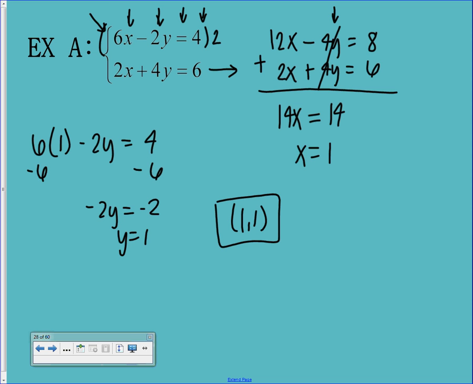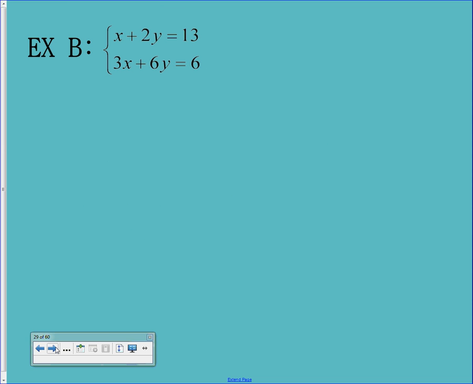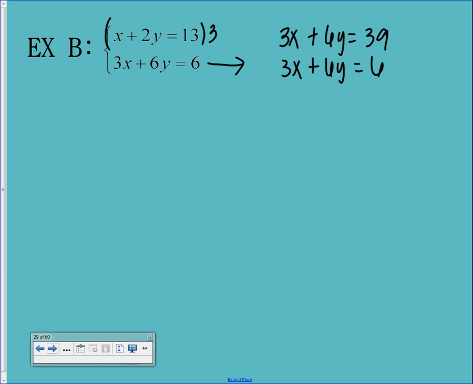Okay, so let's go ahead and try another one of these. Example B. So again, I have my x's in line, my y's in line, my equals, and then my values. So I can either cancel my x's or my y's. So I'm going to go ahead and say, let's multiply this top equation by 3. That means I would have a 3x and it would cancel with my other 3x. So that top equation is going to be 3x plus 6y equals 39. And my second equation, I'm just going to rewrite: 3x plus 6y equals 6.